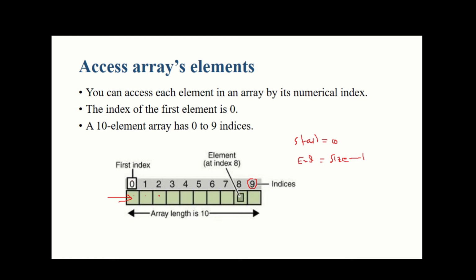So here, for example, what's the size? 1, 2, 3, 4, 5, 6, 7, 8, 9, 10. We have 10 places. This one can hold 10 numbers. So the end will be 10 minus 1, which equals 9, which is the last index. So I can use indexes from 0 to 9. This is the size of the array. The elements will be stored inside the memory. This is a very simple implementation of the array.